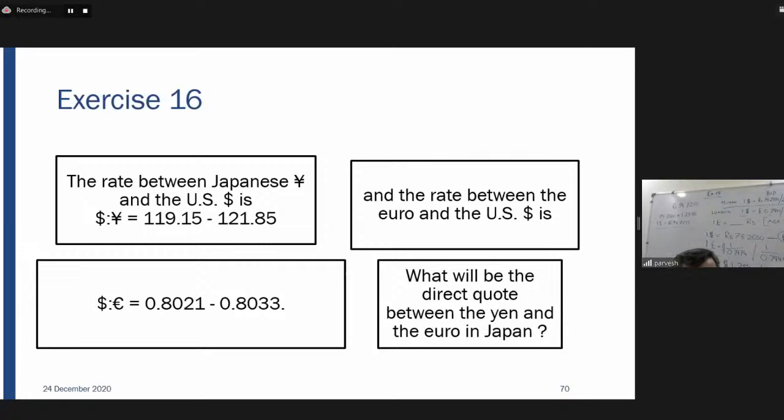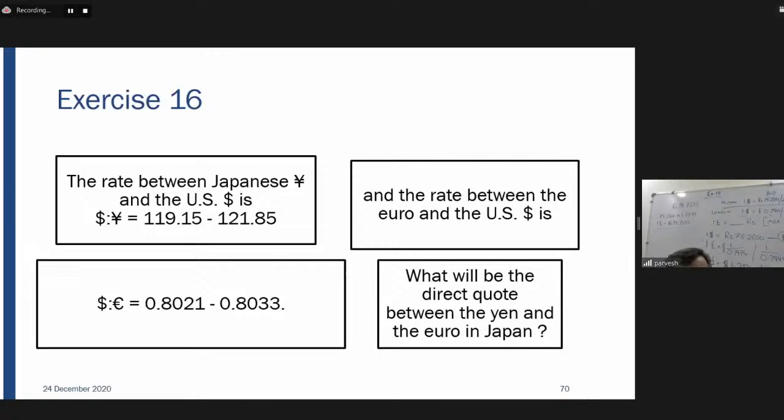Now, you must focus on the first quote. If this were a normal quote, then 1 yen would be equal to so many dollars. But that is not right. This is a reverse quote, the reverse notation: $1 is equal to so many yen. So don't make a mistake by saying 1 yen is equal to so many dollars. Similarly, the second quote is also in reverse notation. So the second quotation would be that $1 is equal to so many euros, not that 1 euro is equal to so many dollars. Fine, so now please solve this.